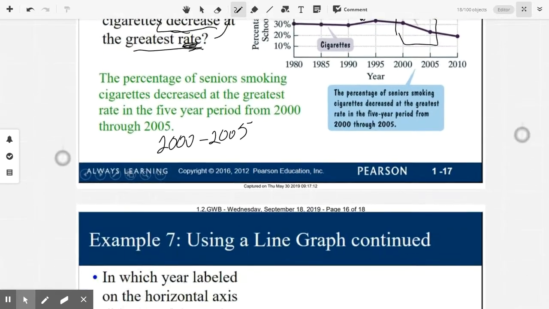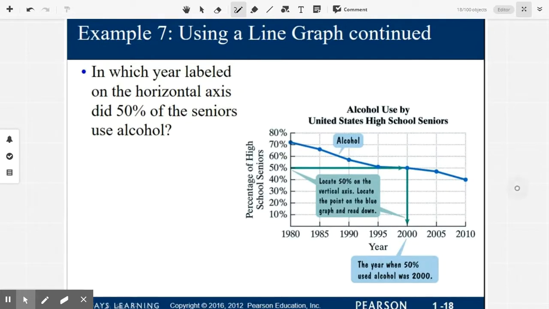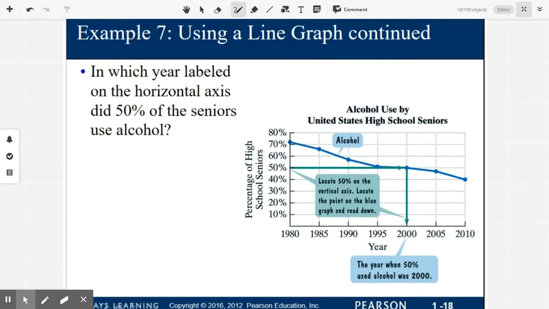Let us move on. Here's another one. Alcohol use by high school seniors. In which year labeled on the horizontal axis did 50% of seniors use alcohol? So this is saying 1980, it was at just above 70% use. 2010, it had dropped down to about 40% of high school seniors using alcohol. And the question just is 50%.